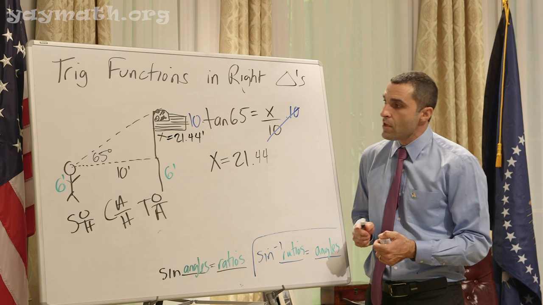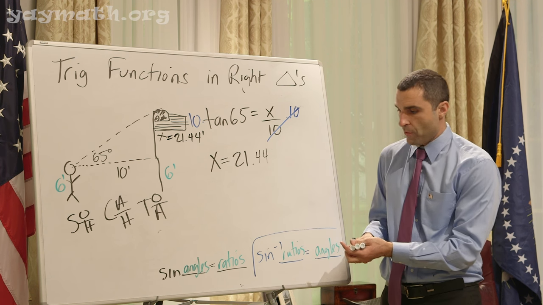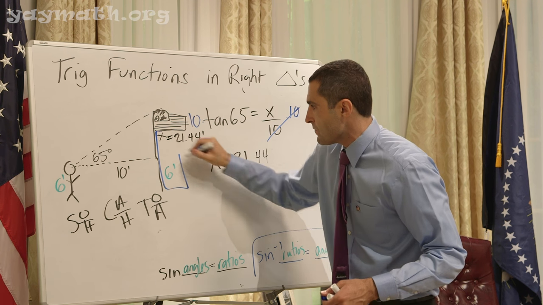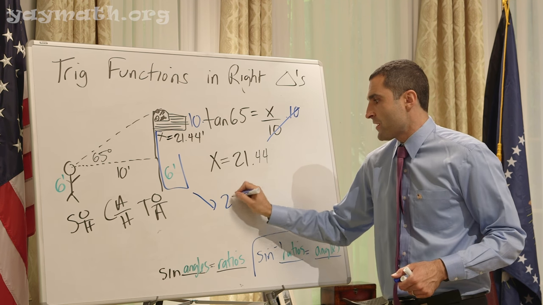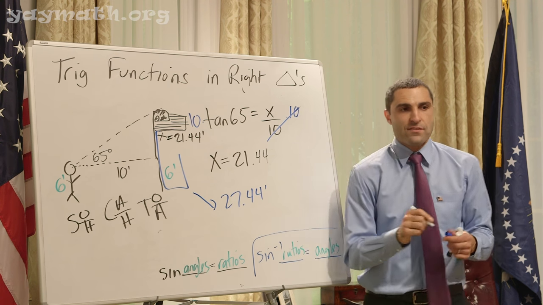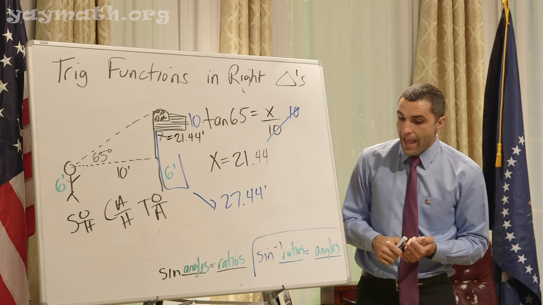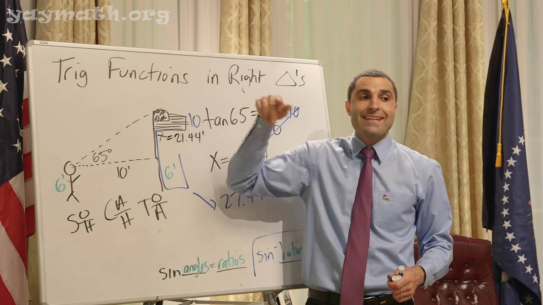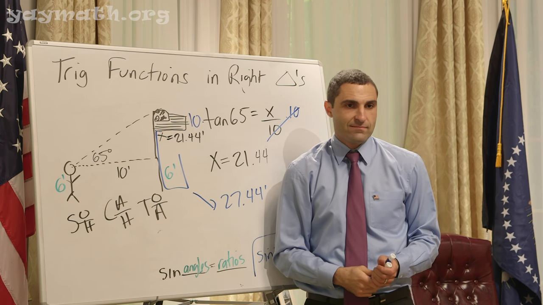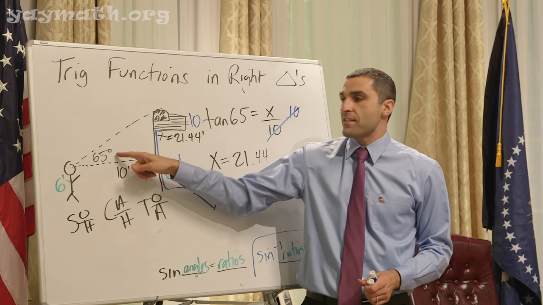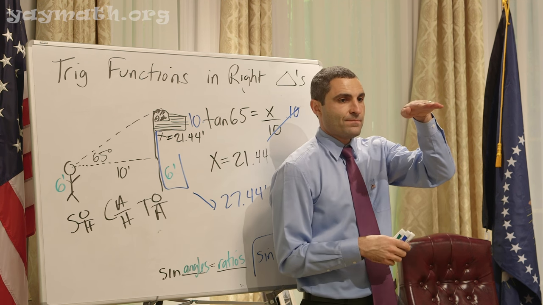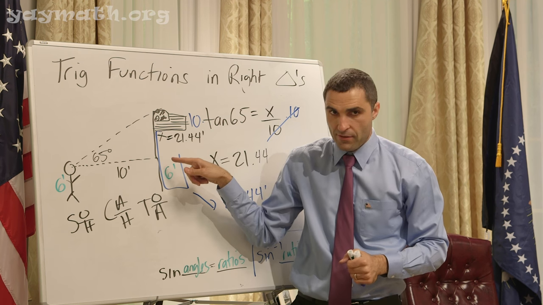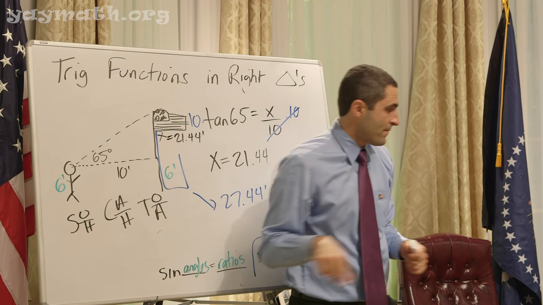Keeping in mind, the 21.44 feet is right there, but that's not the entire height of the flagpole. 27.44 is the entire height, which are these two together. So total height, 27.44 feet. Questions? Angle of elevation, tell me, is the angle itself touching a horizontal line? 65. Yes, it is touching a horizontal line, okay? Keep that in mind, that's really important.